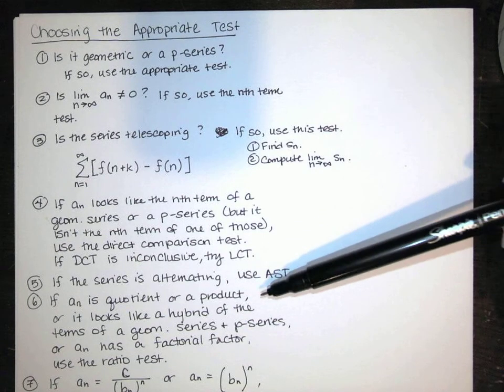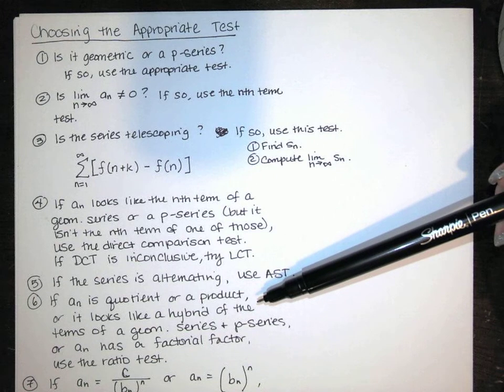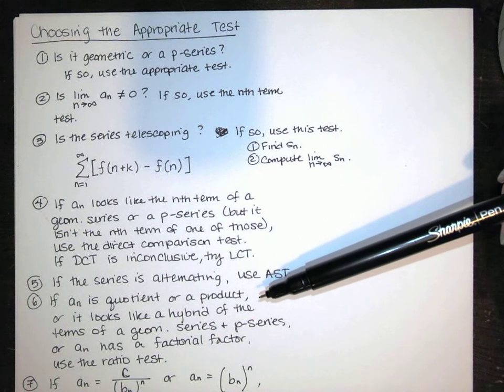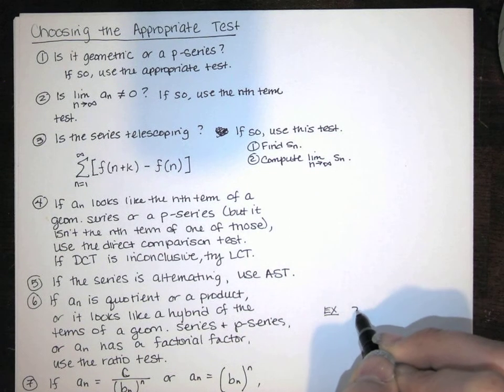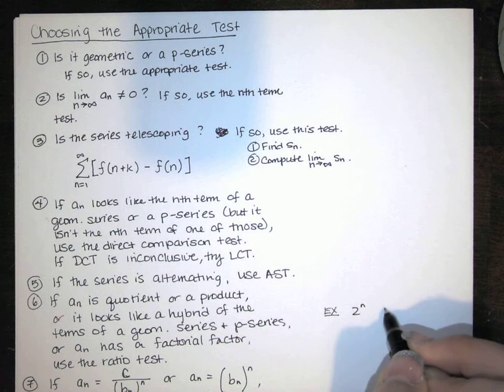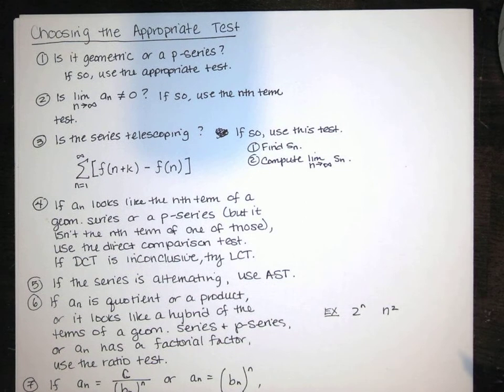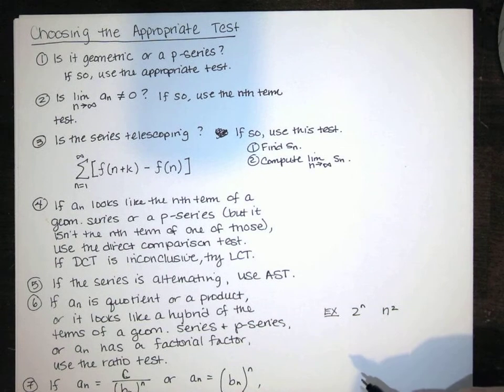Okay. Then if you have a quotient or a product, and it's not a p-series or a geometric series, maybe the nth term looks like a hybrid of terms of geometric series and p-series. So you've got numbers raised to powers and n raised to a power, and that power is a number. So you might see something that looks like that as part of your nth term, and you might also have something that looks like that as part of your nth term. That looks kind of geometric, and that kind of looks like a p-series.